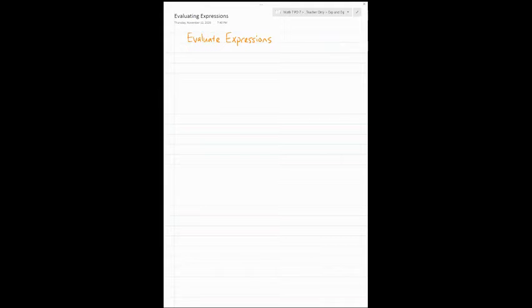So when we evaluate expressions, we're going to be starting with an expression similar to that, but then we're going to be given the value for the variable, and then we can figure out the actual value of the entire expression. So we're going to look at this through a couple of examples. Example 1, we are going to evaluate the expression 3x minus 14, and we're going to evaluate that when x is equal to 5.